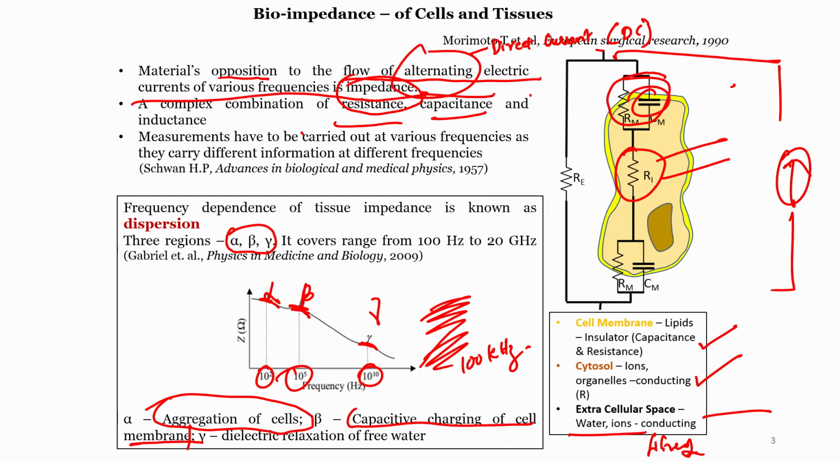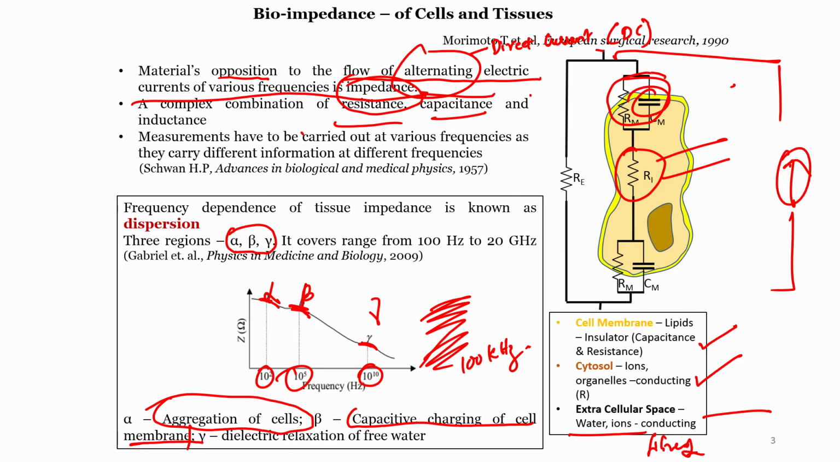Now at very high frequency, in the gigahertz range, the contributor is not really the capacitance, because the frequency is so high that there is no time for the capacitor to charge and discharge; by the time it charges in the first cycle, the next cycle comes. So it does not play much role. What plays a role is the dielectric relaxation of free water molecules in the cell and in the extracellular space. That is what contributes to the gamma dispersion of tissues.